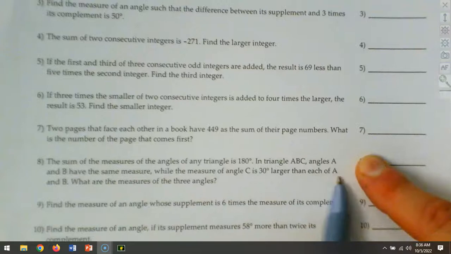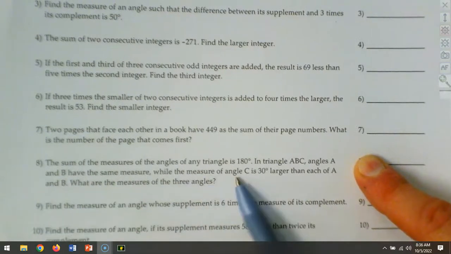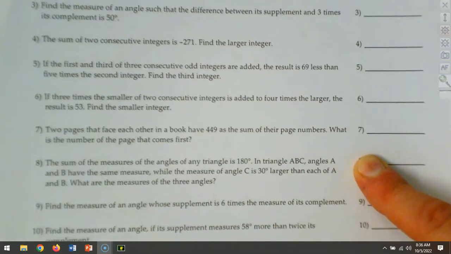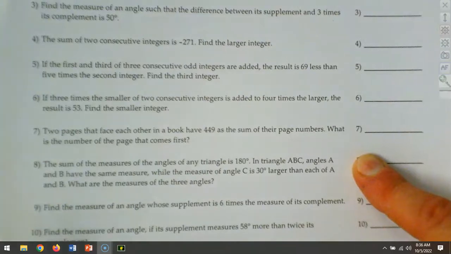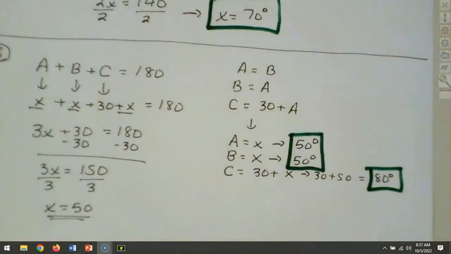But I wish they wouldn't have even done that. I wish they would have just said, while the measure of angle C is 30 degrees larger than A. That would have made it less confusing for students. But sometimes they're written that way. And so that's a lot of times where the mistake on that particular problem lies. It's just in the wording.